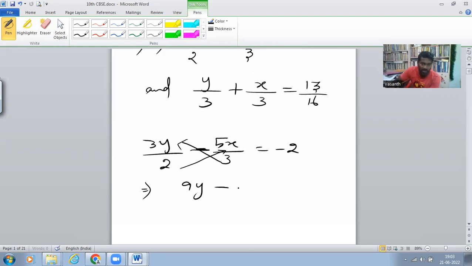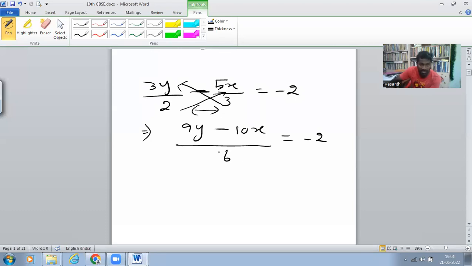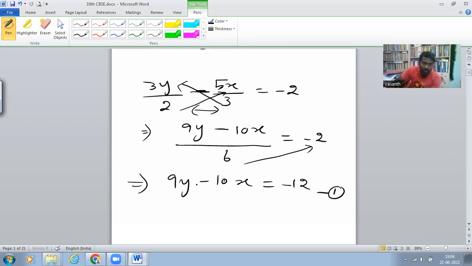And what is 2 into 5x? 10x, divided by 2 into 3, which is 6. In the denominator, you multiply this 2 and 3 and write it over here, which is equal to minus 2. Now we can take this 6, which is in the denominator, that is in division, to the right hand side, where it becomes multiplication. So what do you get? 9y minus 10x is equal to minus 2 into 6. Directly I can write, 6 into minus 2 is minus 12. So this is equation number 1.